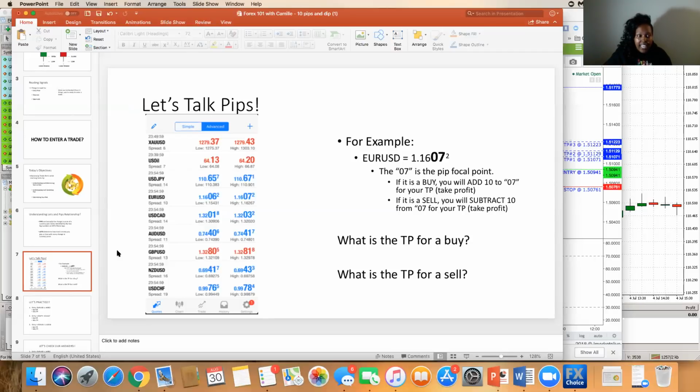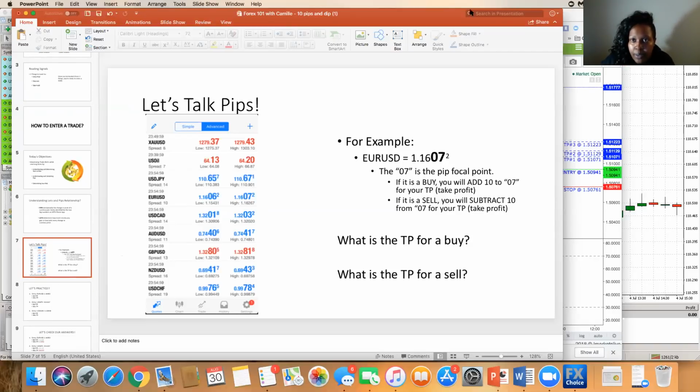So with that being the case, somebody tell me for this particular pair, what would that take profit be? You could type it in the chat. If you were doing Euro USD, it was a buy, 10 pip take profit, what would your new number be? Let's see, we got 1.161. Excellent job. Good job, Sonia. Okay, good job, Rosanna. Excellent, excellent. All right, now if it was a sell, all right, Tanya, I see you. If it was a sell, what would that take profit be?